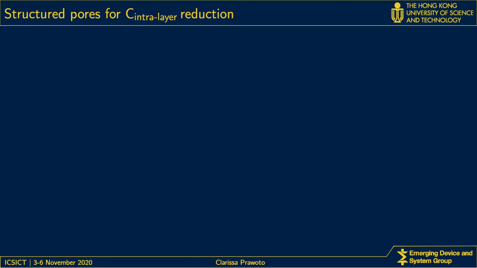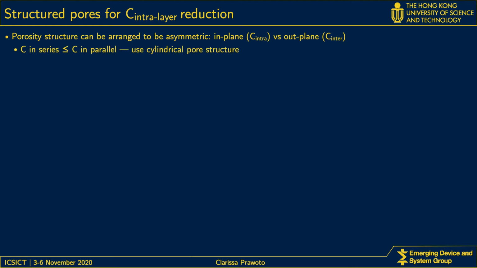Here is one method to achieve a low intralayer capacitance compared to the interlayer capacitance. By arranging the porosity to be asymmetric in two directions, that is, in the in-plane direction and the out-of-plane direction, then the capacitance will also be different. We know that the pores have K value of 1, while the dielectric has a K value of 4.2 for silicon dioxide. Also, we know that capacitance in series is always lower than or equal to capacitance in parallel.